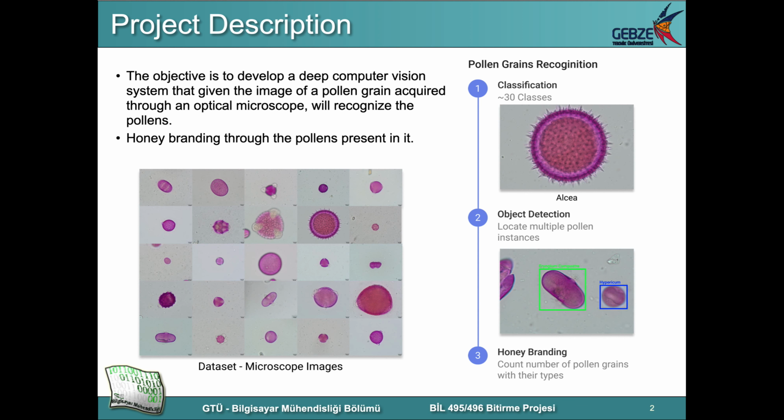This is how the dataset looks like. Every image here represents a different class. The first step is to classify a given pollen image to one of 30 classes. The second step is detection of multiple pollen instances in an image. And the last step is to keep track of pollens so we can brand honey.